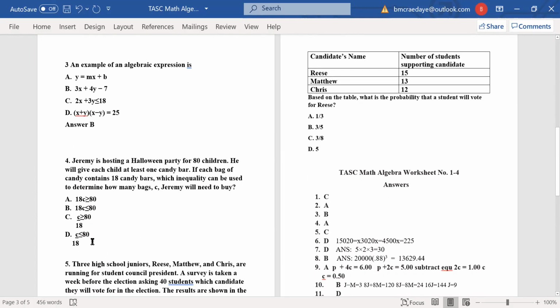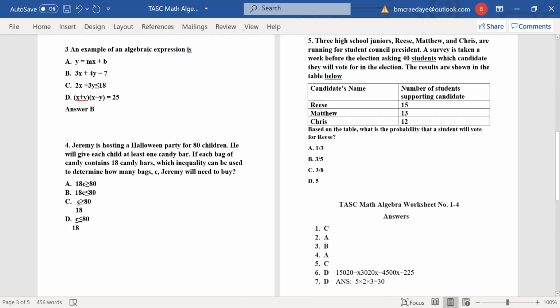Just party for the children. You will give each child at least one candy bar. If each bag of candies contains 18 candy bars, I feel my answer is D now. Maureen, you're changing to D? C over 18?